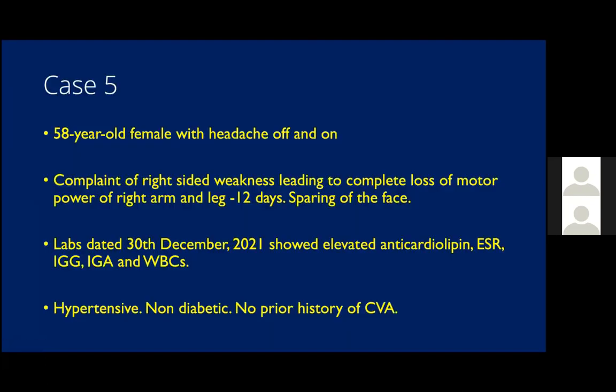Another case is a 58 year old female with on and off headache. She complained of right side weakness leading to complete loss of motor power in the right arm and leg for 12 days, with sparing of the face. Labs in December 2021 showed elevated anticardiolipin antibodies. ESR was elevated, IgG and IgA were negative, and the patient presented with leukocytosis. She was not diabetic, but she was hypertensive.